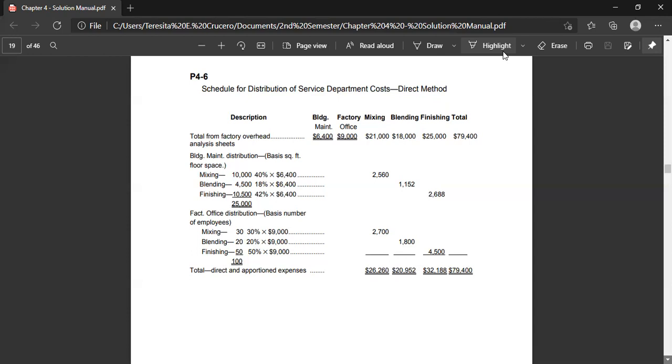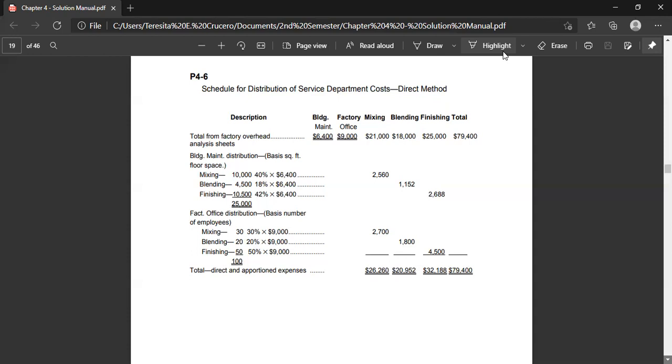And you multiply this by 6,400, the cost incurred by the building maintenance department. So we now allocate to mixing 2,560, to blending 1,152, and to finishing 2,688. Now once the service department cost is allocated, you have to eliminate it, 6,400.